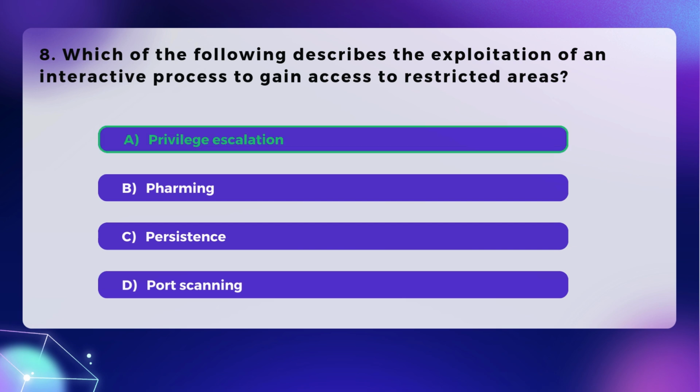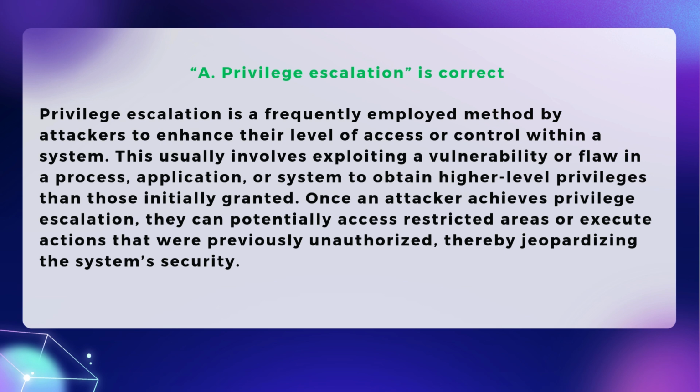The correct answer is A. Privilege escalation. Privilege escalation is a frequently employed method by attackers to enhance their level of access or control within a system. This usually involves exploiting a vulnerability or flaw in a process, application, or system to obtain higher-level privileges than those initially granted. Once an attacker achieves privilege escalation, they can potentially access restricted areas or execute actions that were previously unauthorized, thereby jeopardizing the system's security.